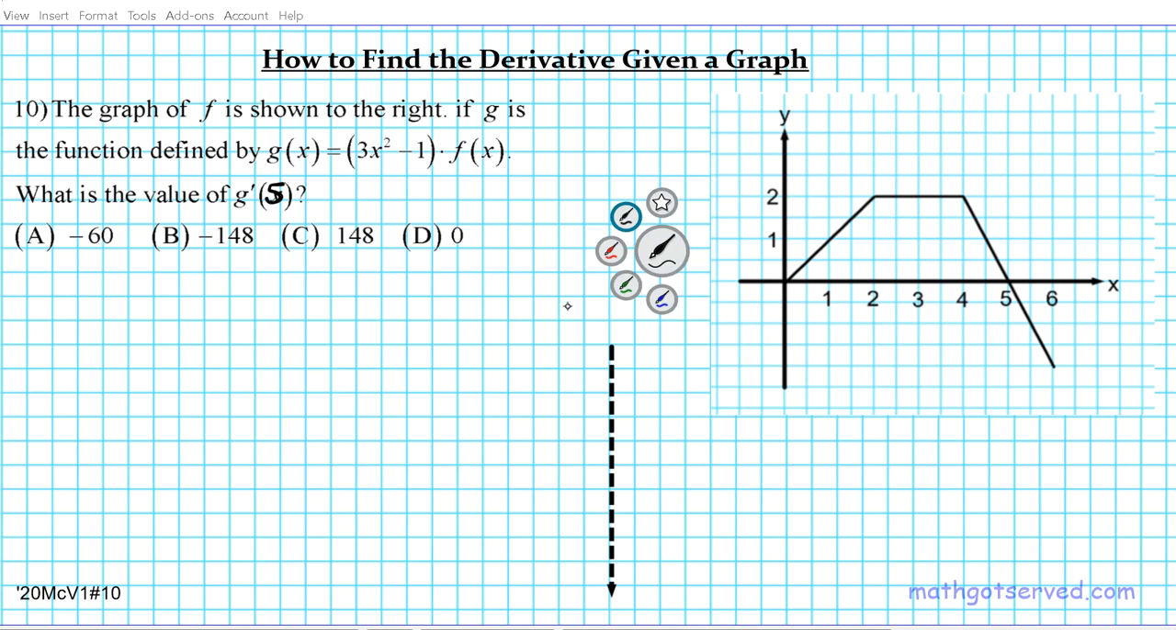Alright, question 10 reads: the graph of f is shown to the right. If g is the function defined by g of x equals quantity 3x squared minus 1 times f of x, what is the value of g prime of 5? So this graph right here is a graph of f of x. Let's go ahead and do it. We want to find g prime of 5.